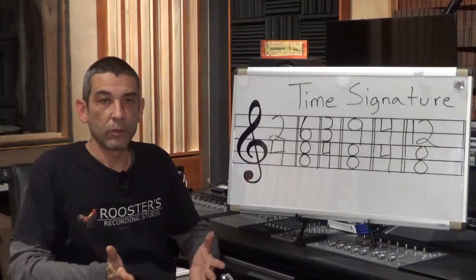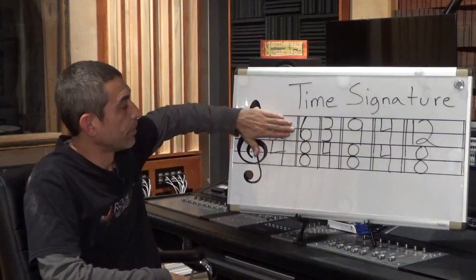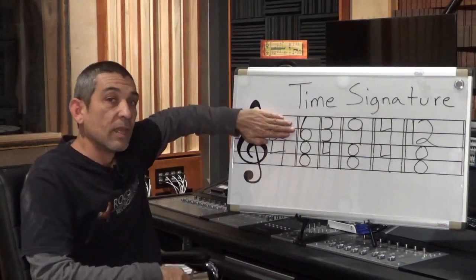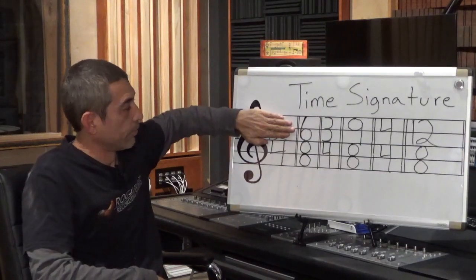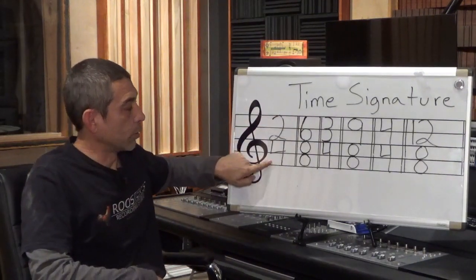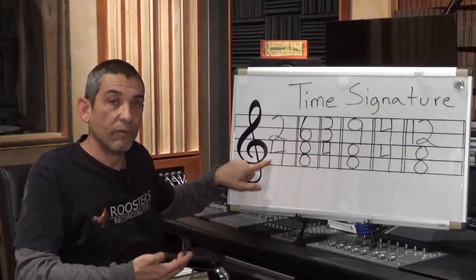And the easiest way to do this is to cover up the top number and replace it with a 1. Then think of it as a fraction. So that would be 1/4. So there are 2 quarter notes in one measure in 2/4 time.